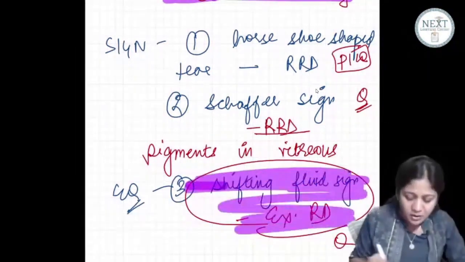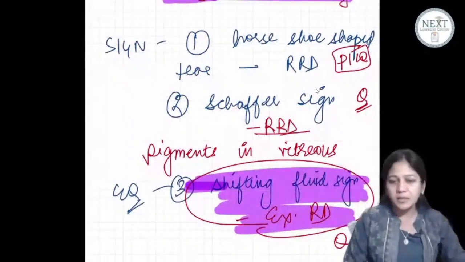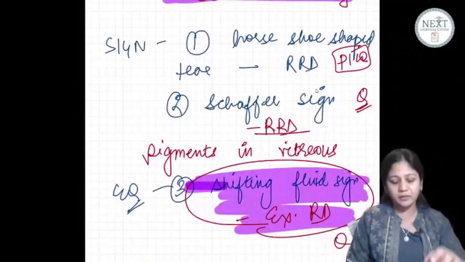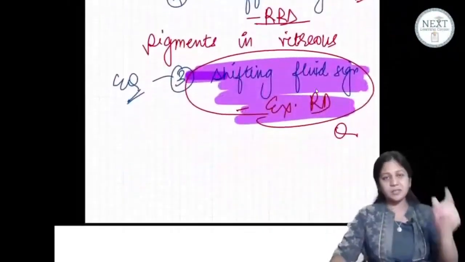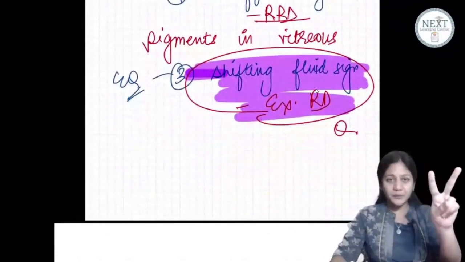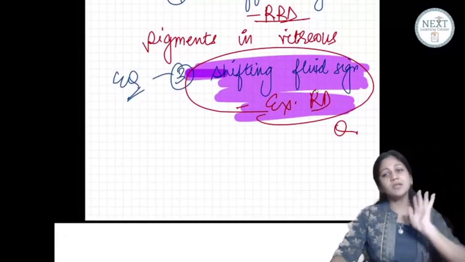In which pathology do you see shifting fluid? It is seen in exudative RD. It is gravity dependent. Okay. So we have discussed what is RD, what are the types of RD, what are the symptoms, and what are the signs.